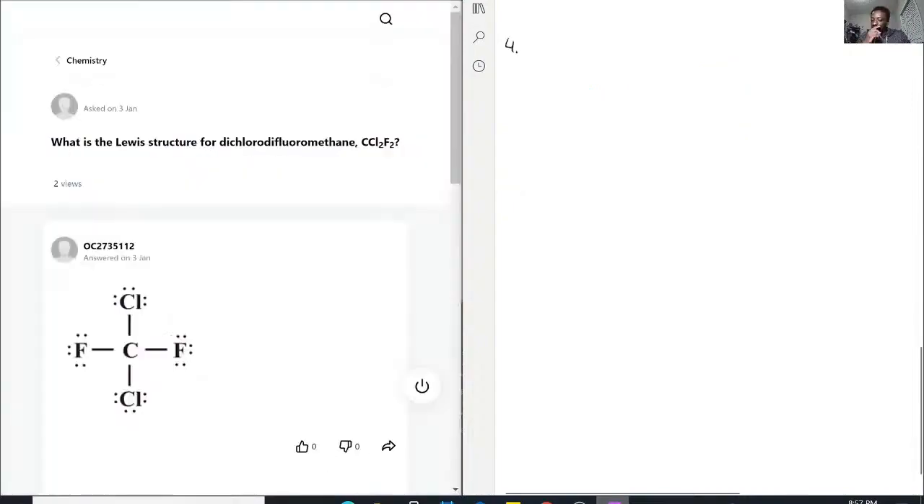And we have, what is the Lewis structure for dichlorodifluoromethane? So as you can see in the picture, it's already given to you, but let's see how they got that picture. So we have CCl2F2.